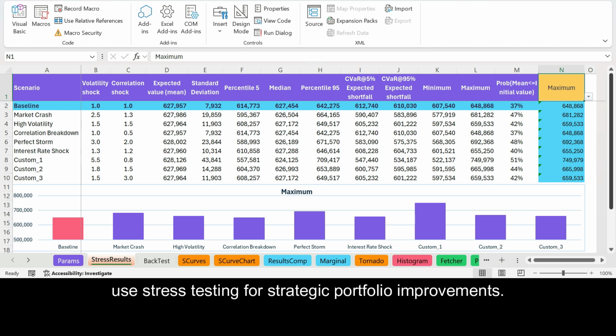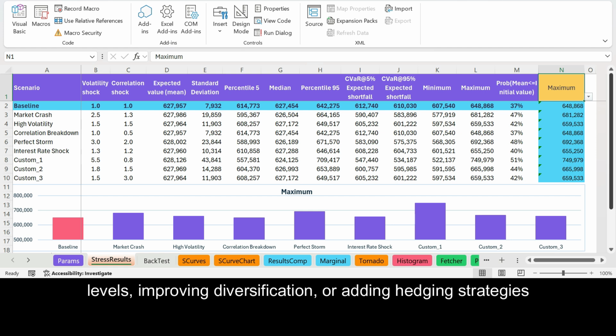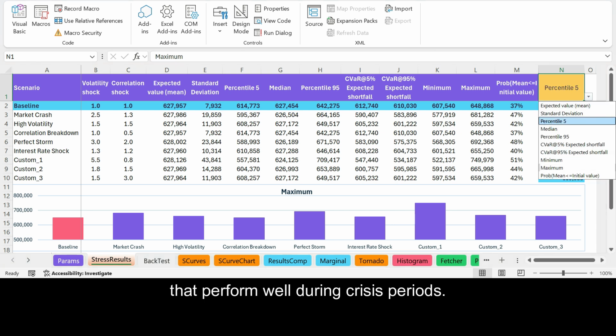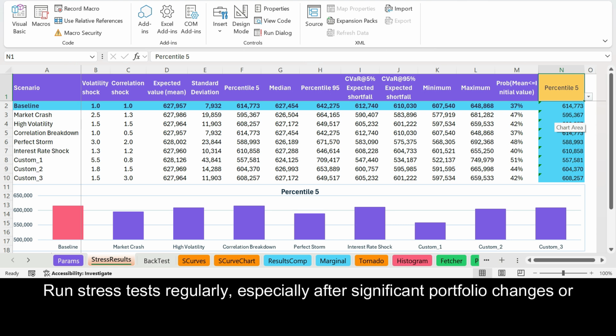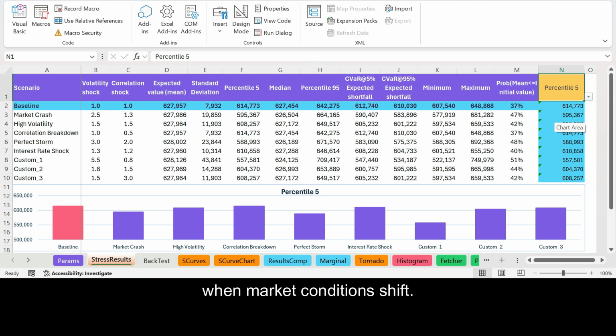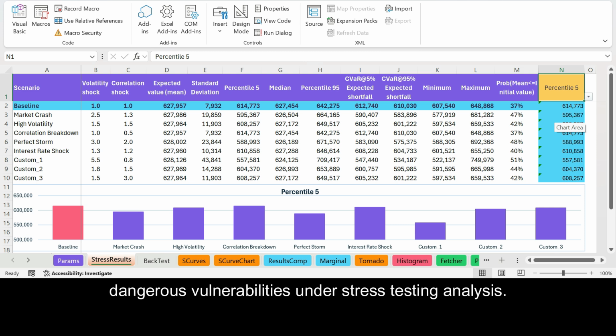Most importantly, use stress testing for strategic portfolio improvements. If your stress losses are unacceptably high, consider reducing overall risk levels, improving diversification, or adding hedging strategies that perform well during crisis periods. Run stress tests regularly, especially after significant portfolio changes or when market conditions shift. What looks like a well-diversified portfolio during calm markets might reveal dangerous vulnerabilities under stress testing analysis.